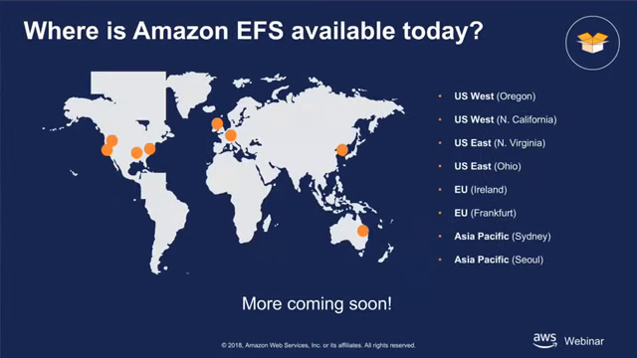So what AWS regions is EFS available in today? Today you can use EFS in 8 different regions: US West, Oregon and Northern California, US East, North Virginia and Ohio, in Europe, Ireland and Frankfurt, and in Asia Pacific we have Sydney and Seoul, and we have many more to come throughout this year, so stay tuned for that.